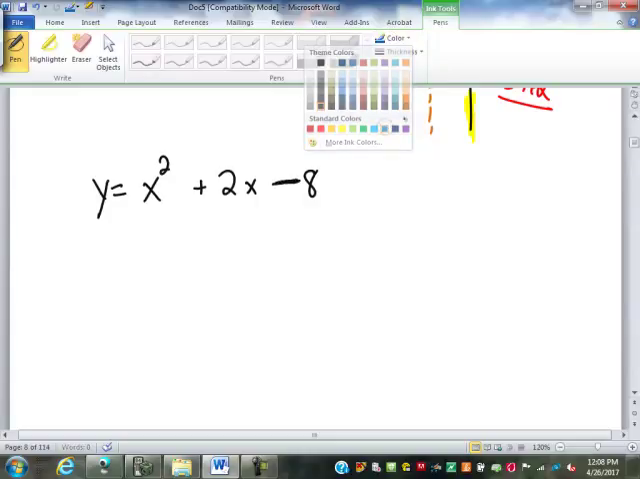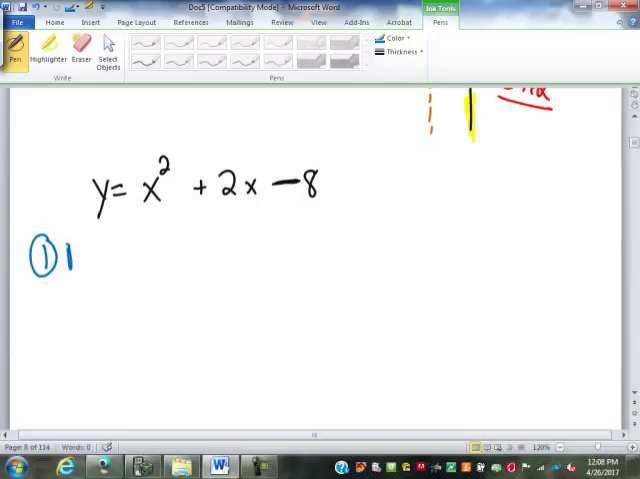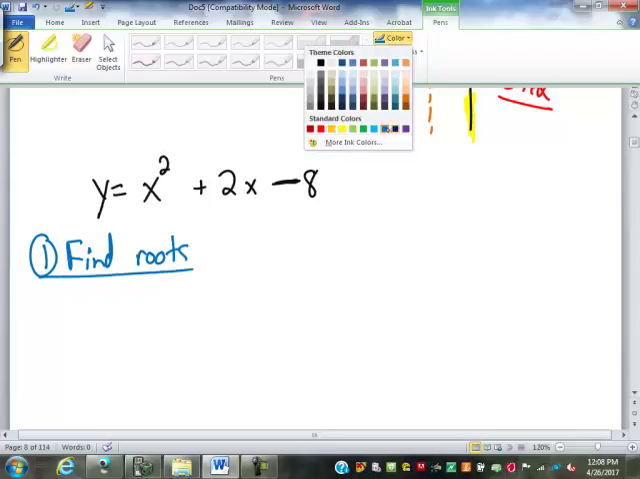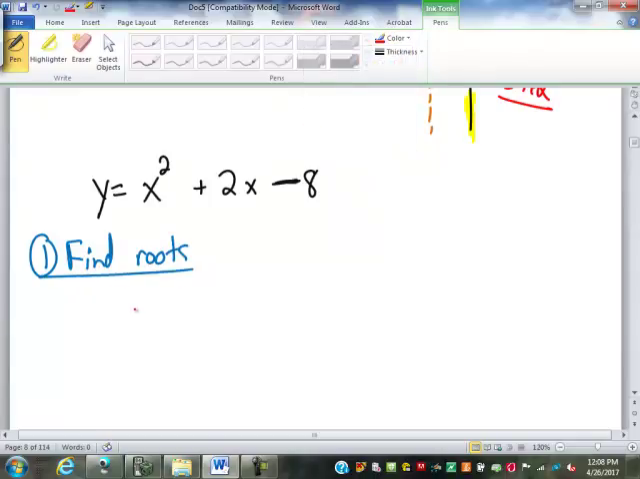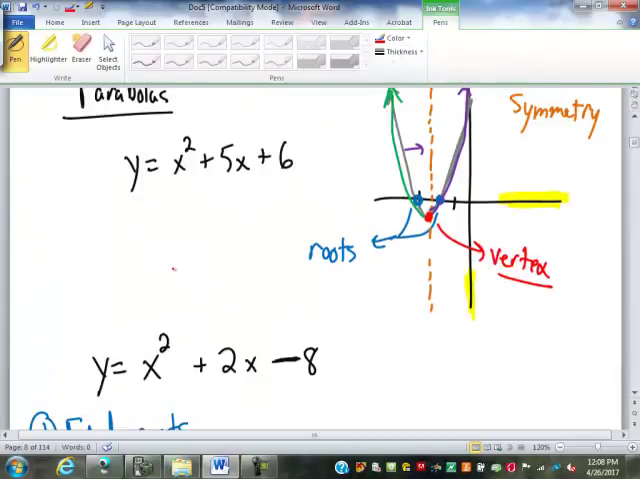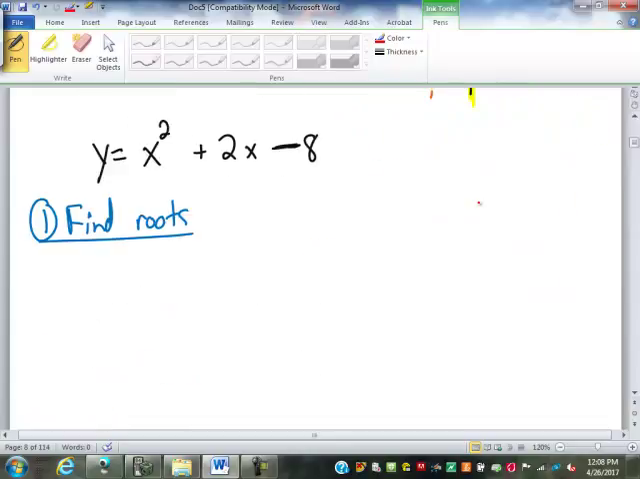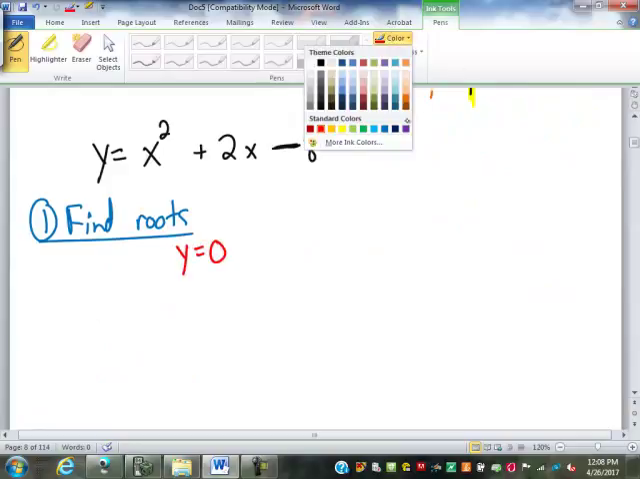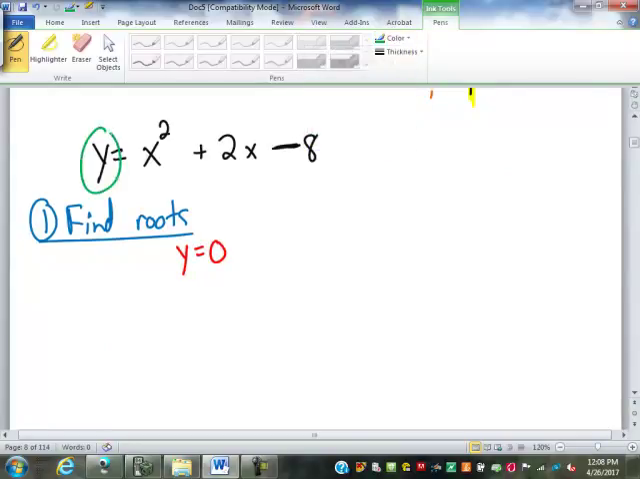So the first thing we want to find is the roots. The roots occur on the x-axis here. And what we know about those points is the y value is 0. So the roots occur when y equals 0. So we're going to replace y here with 0.